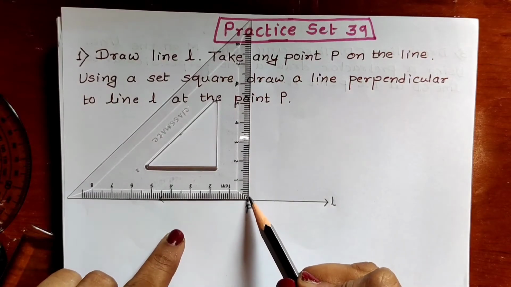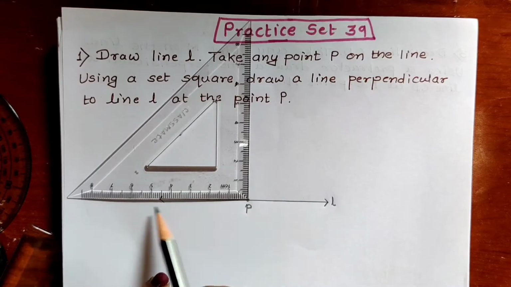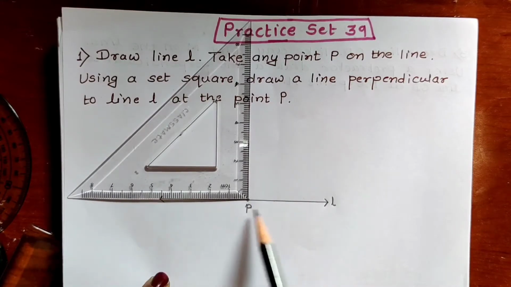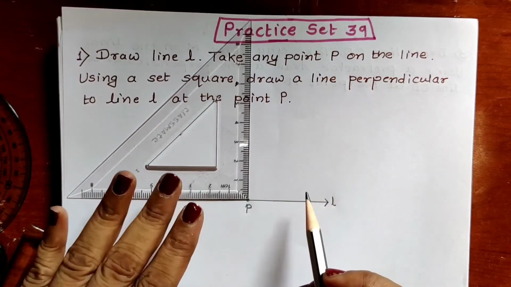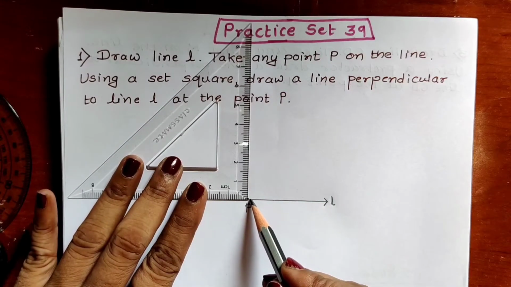So this vertex of the right angle is passing through point P, and this side is coinciding with line L. Now we can draw a line which passes through point P.